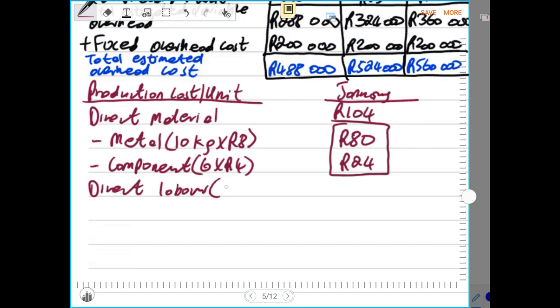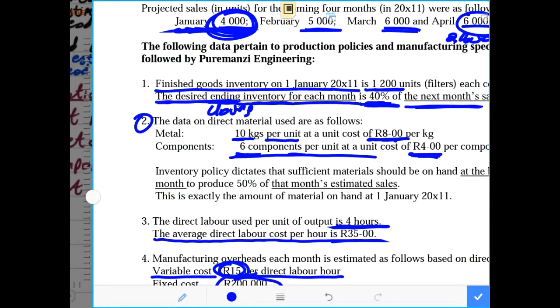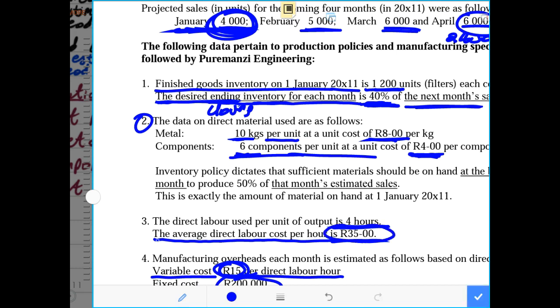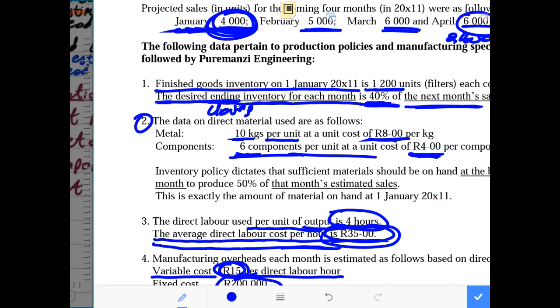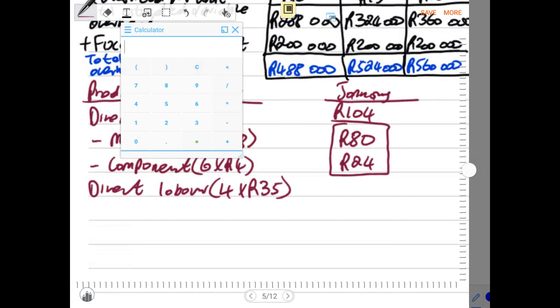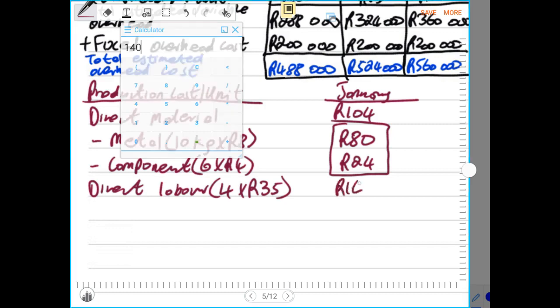We know that our employees are working 4 hours to complete 1 unit, and those employees are being paid a specific rate. The rate of our employees is given to us as 35 rand, the average direct labor cost per hour. Employees work 4 hours to complete 1 unit, so we multiply 4 by 35 to get the direct labor cost per unit. 35 rand times 4 hours means our direct labor cost is 140.